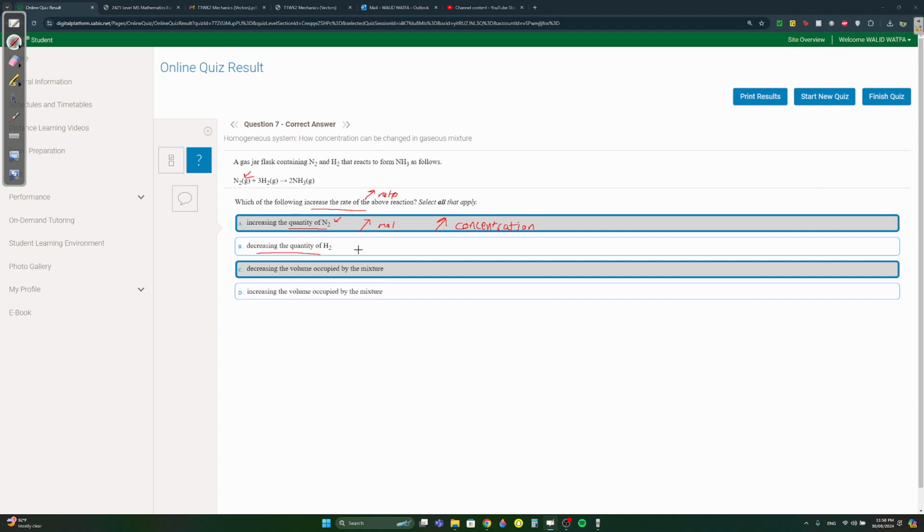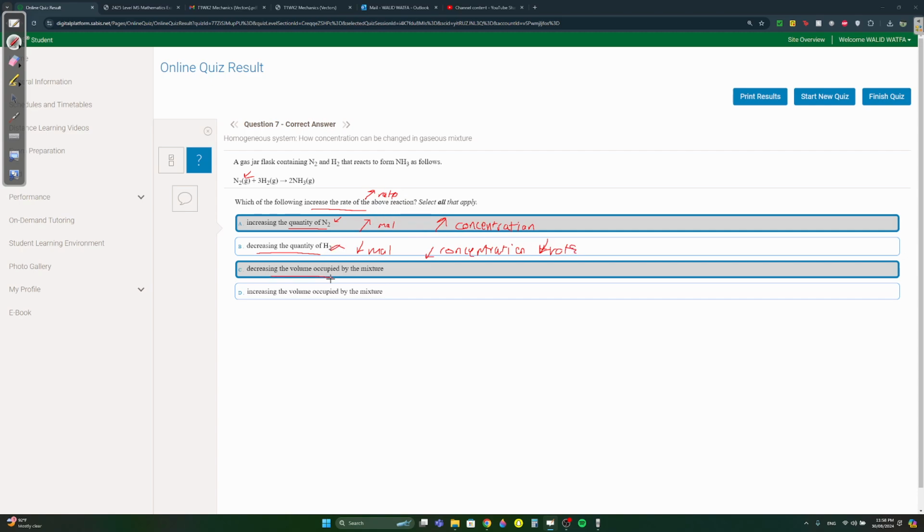When you decrease the quantity, that means you decrease the number of moles. That means you decrease the concentration. And what happens when you decrease the concentration? The rate will decrease. So it will decrease the rate. So of course this one is wrong.